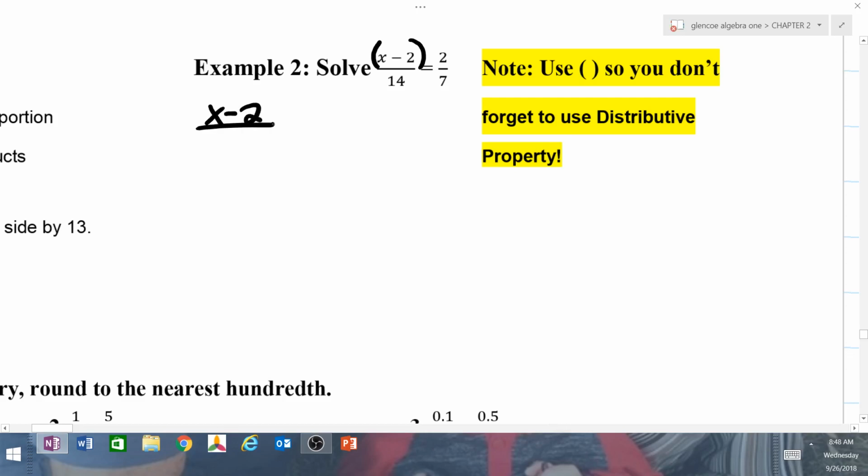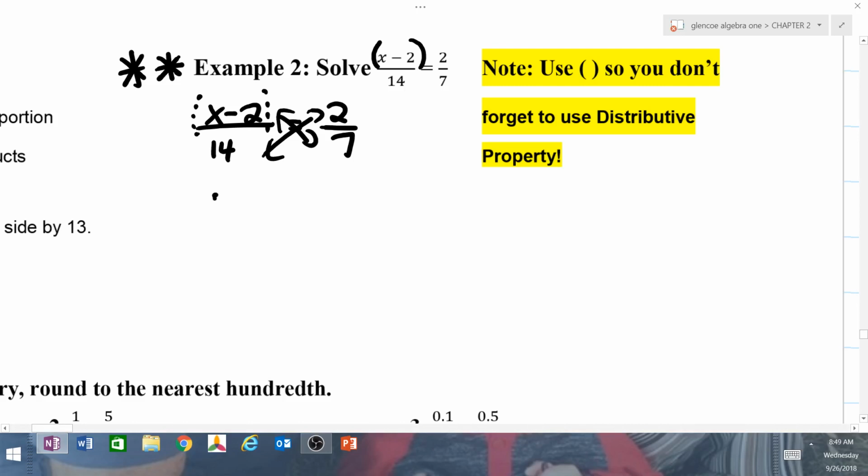The problem in your notes is written as such. If I don't put the parentheses around x minus 2, I might forget when I cross multiply that I need to multiply everything in x minus 2 by 7, not just the x. Did you understand what I said? So I would put a really big asterisk or 2 asterisks there, whatever you have to do, and I'm going to work this problem for you.